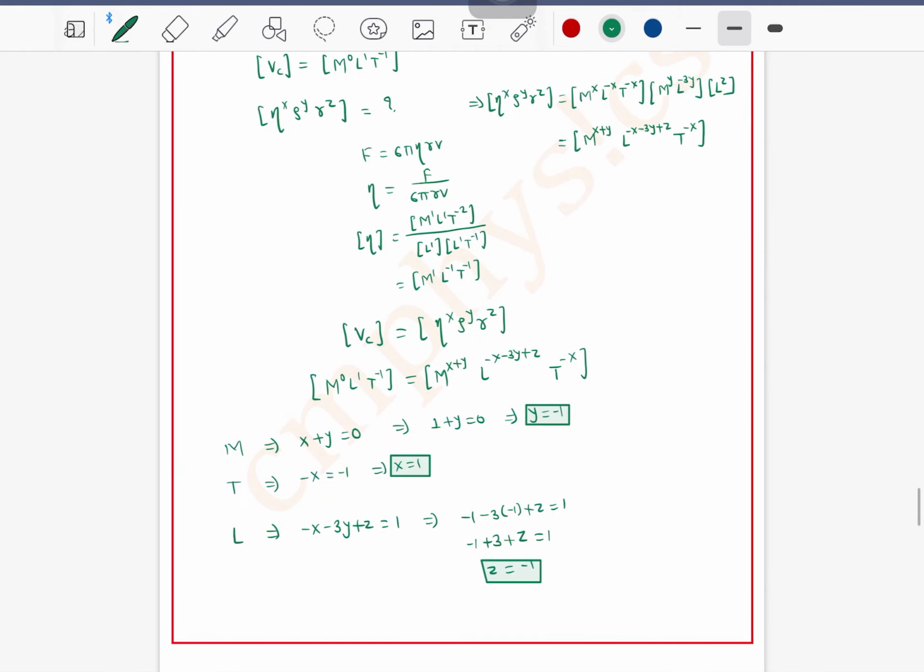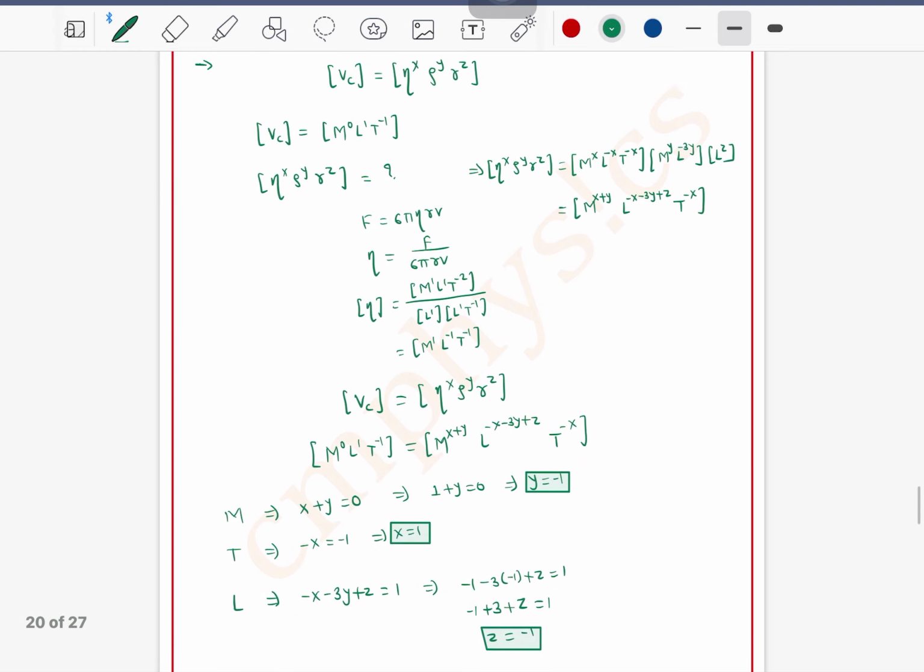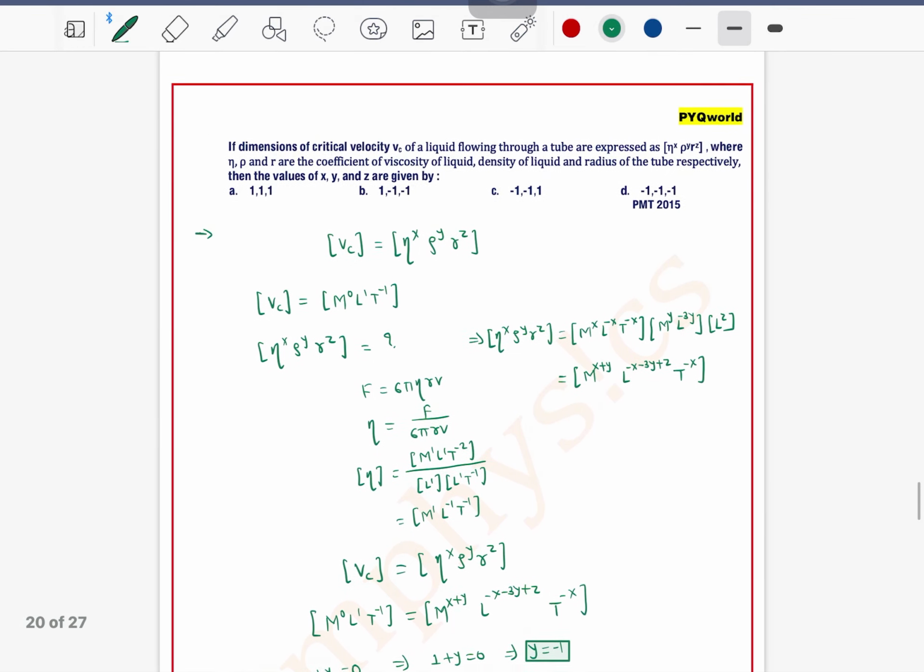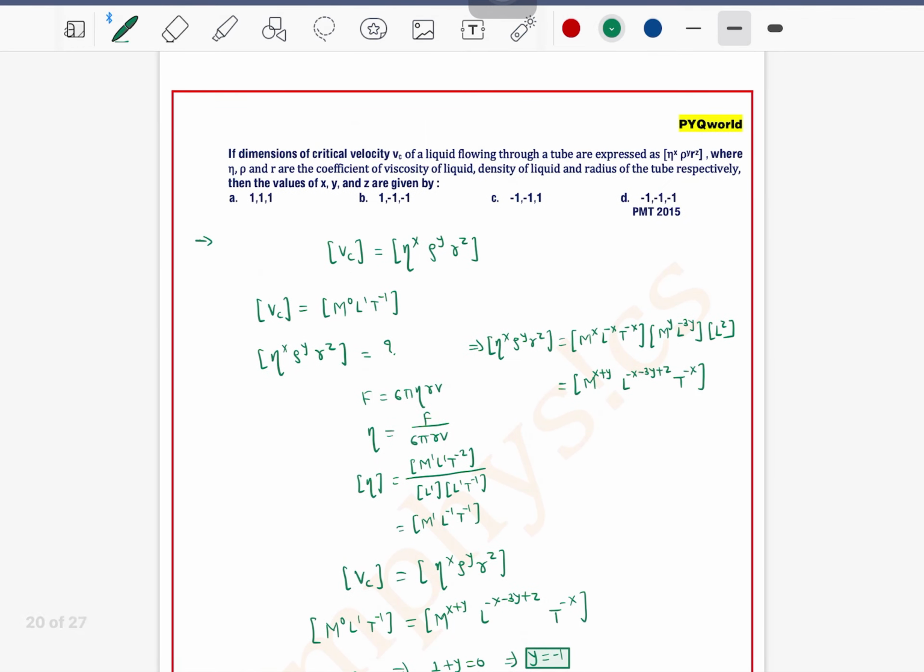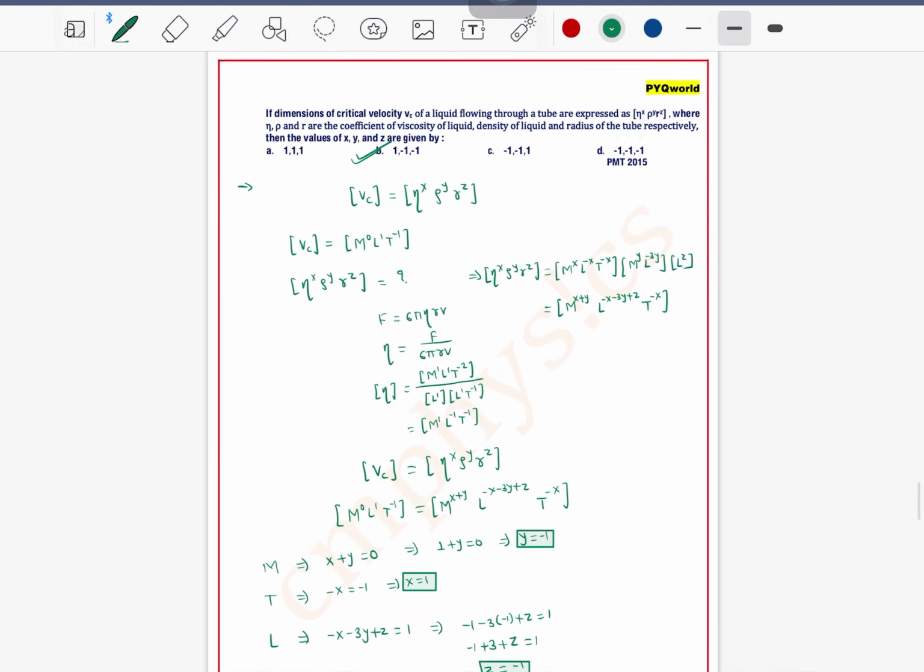So the value of x is 1, y is minus 1, z is minus 1. 1, minus 1, minus 1 means option B is the correct one, right?